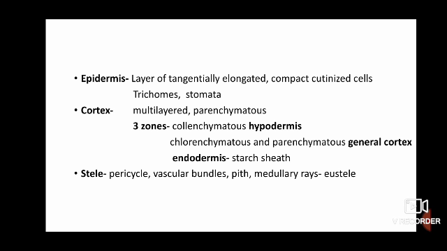So, hypodermis, as I told you, is the outer zone of the cortex and it lies below the epidermis. It consists of 3 to 4 layers of compactly arranged collenchymatous cells with their walls having angular thickenings. The intercellular spaces are absent.